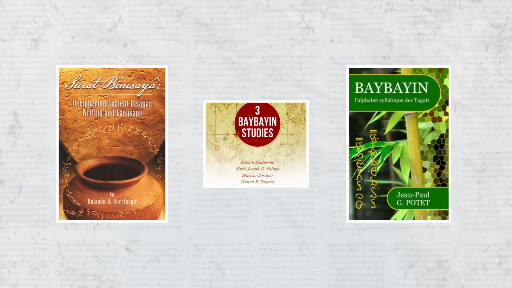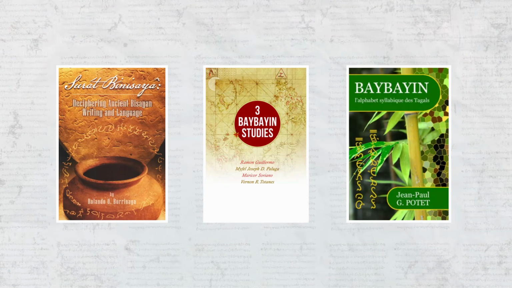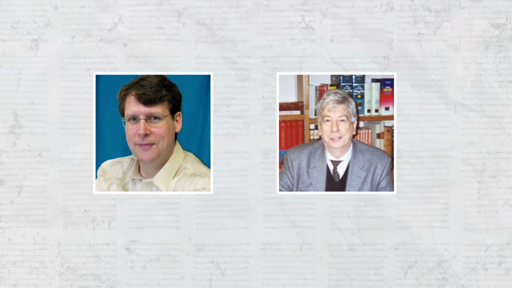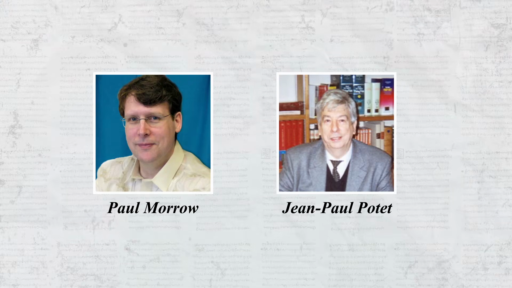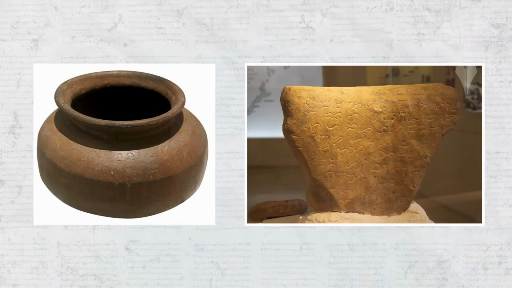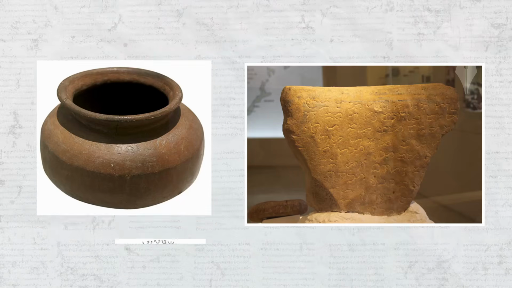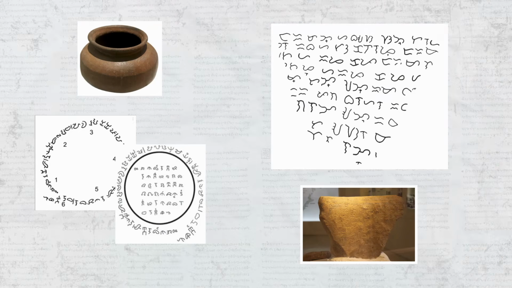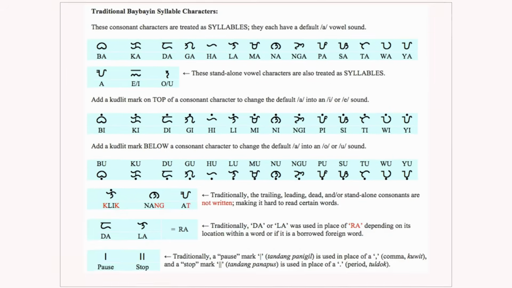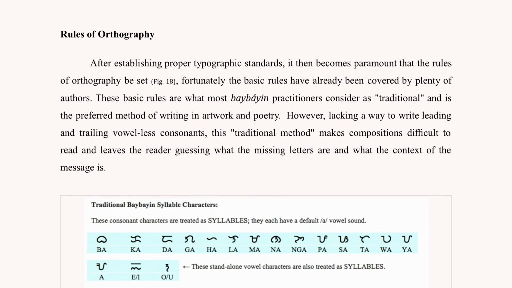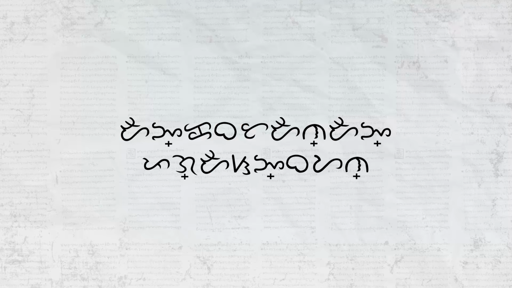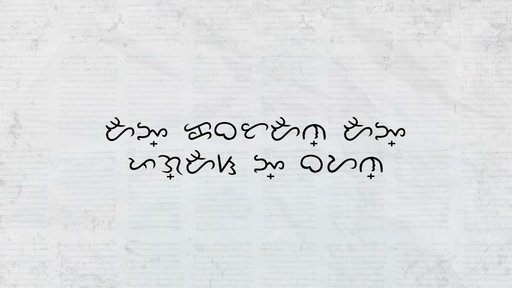Extensive Baybayin studies are being conducted not only by local academics, but also by foreign enthusiasts and linguists such as those by Paul Morrow and Jean-Paul Potet. And artifacts with Baybayin inscriptions are being discovered, such as the Katagan pot inscription and Monreal or Ticao stones, but are yet subject for further study. Modern concepts are being introduced in Baybayin, such as standardized typography, the inclusion of new characters, the use of spaces between words, and the writing of single-line danda as a comma.